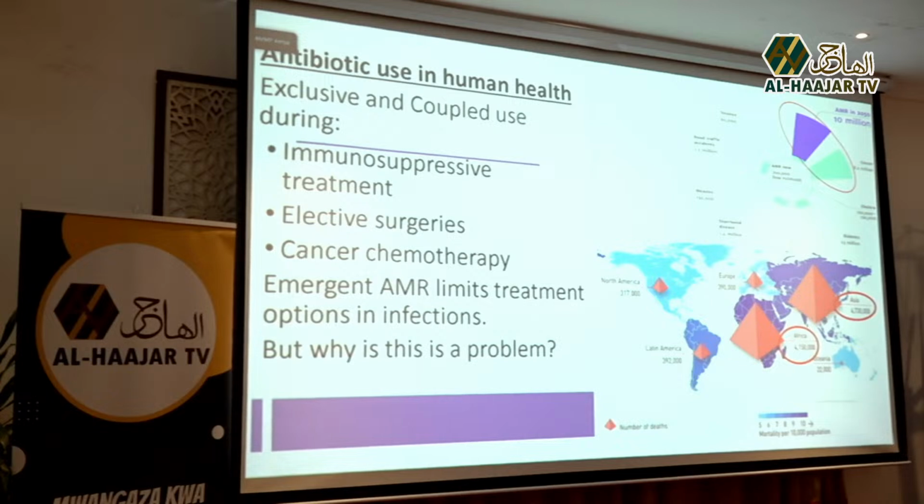So with regard to human health, we know the importance of antibiotics. They're not just used for treating infectious diseases. They're used as a prophylactic measure when you're dealing with immunosuppressed patients or patients undergoing chemotherapy or during elective surgery. Again, we've heard the term emergent MR limits treatment options in infections, but why is this a problem?